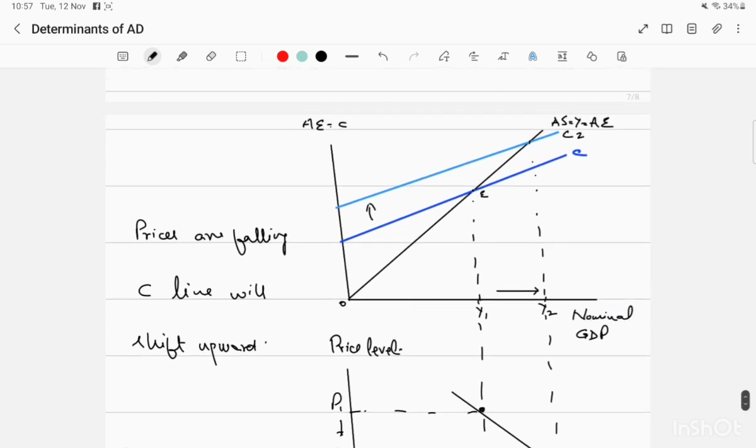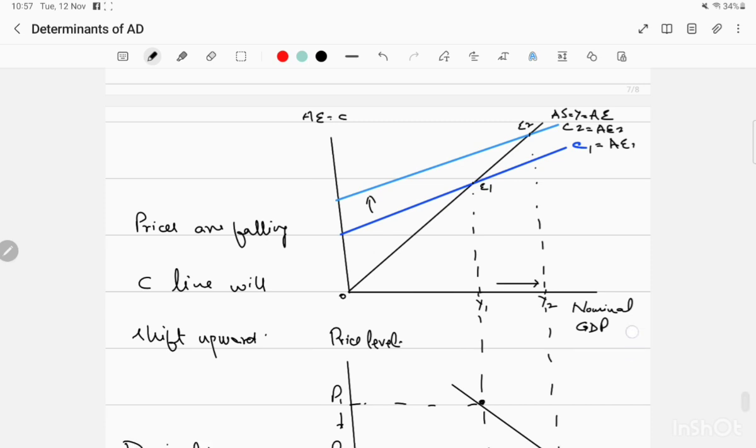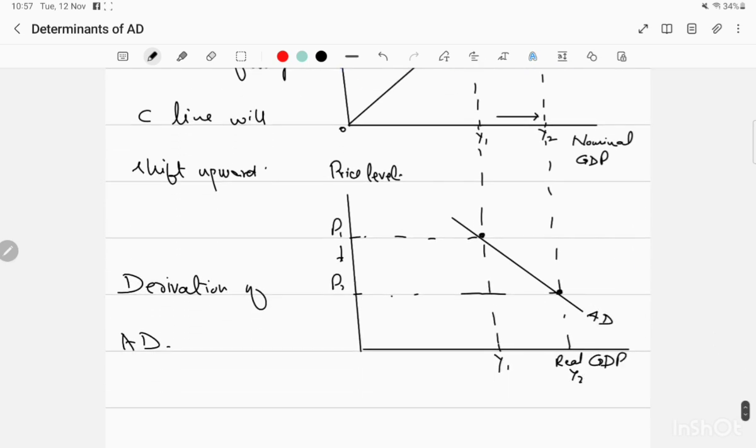Government spending will also increase the aggregate expenditure line upward. This is consumption line 1, aggregate expenditure 1. This is aggregate expenditure 2. So the equilibrium has shifted upward due to the changes in consumption. So this is all about today's lesson. You will find it interesting.